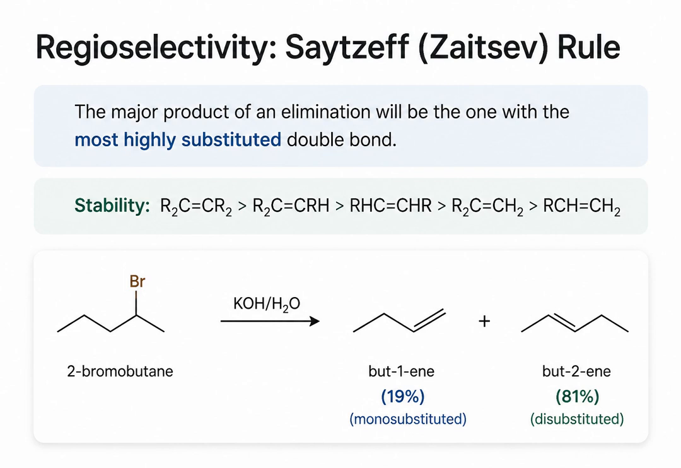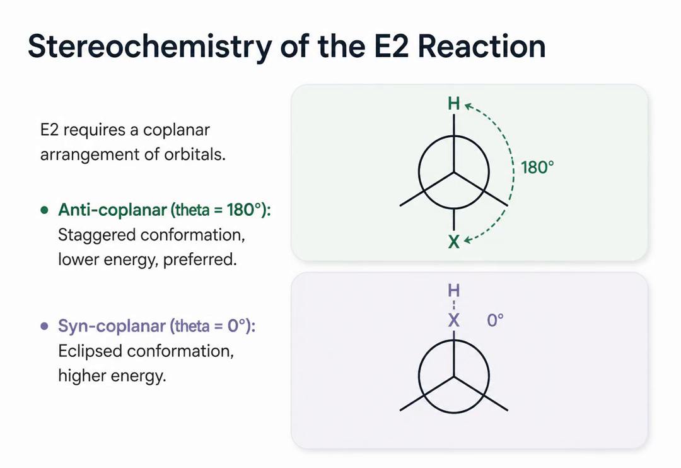For example, eliminating HBr from 2-bromobutane yields 81% of the disubstituted but-2-ene and only 19% of the monosubstituted but-1-ene. Because the E2 reaction is concerted, it requires a specific geometry. The orbitals involved in bond breaking and forming must overlap perfectly so electrons can flow smoothly. This requires the hydrogen and the leaving group to be in a coplanar arrangement.